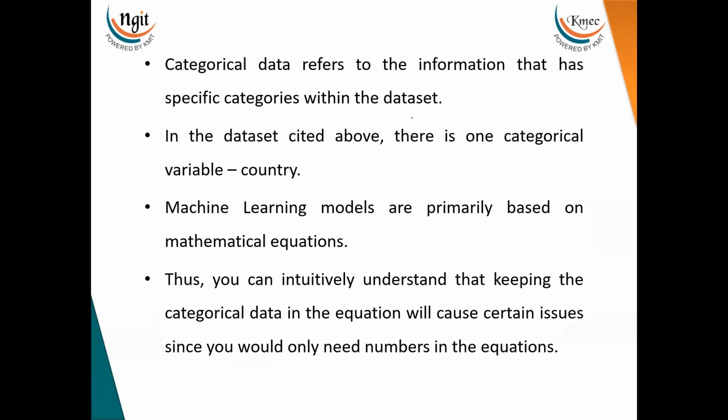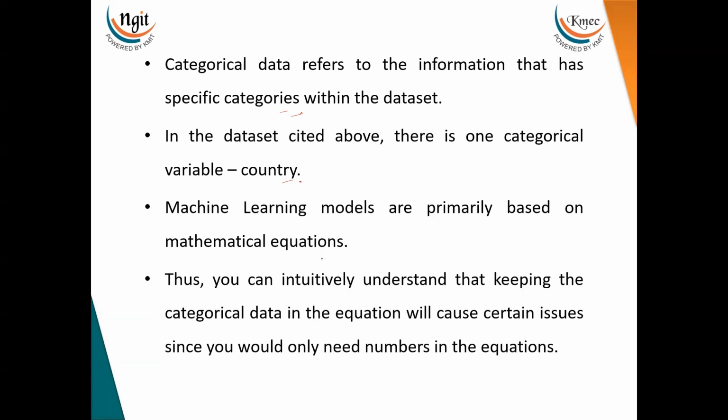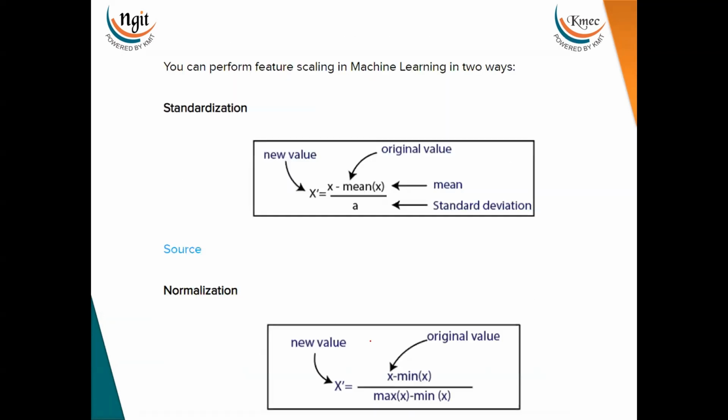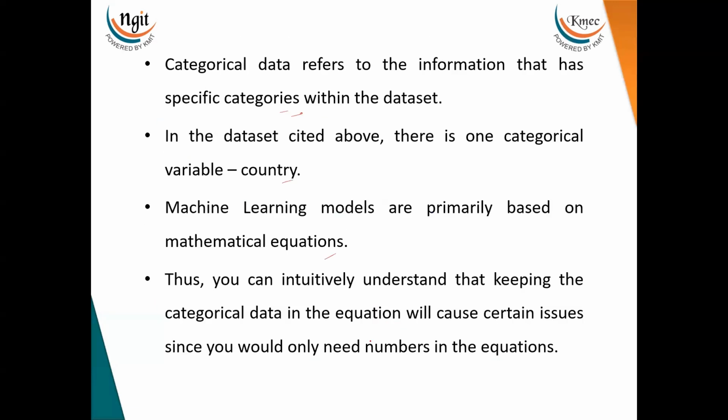Categorical data refers to information that has specific categories within the data set. In the above data set, there is one categorical variable, that is country. Machine learning models are primarily based on mathematical equations, so they don't understand categorical data, and we have to convert that into numbers. For that, we are going to use one method called LabelEncoder, which is going to convert the categorical data into numerical data.